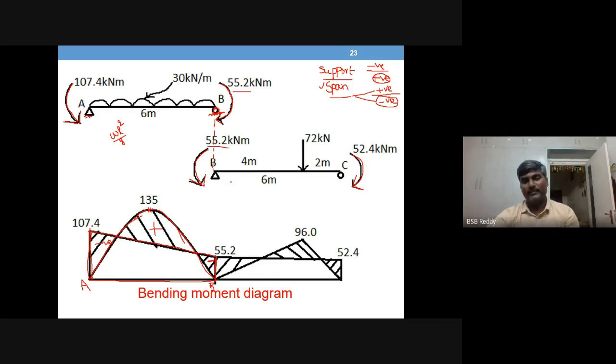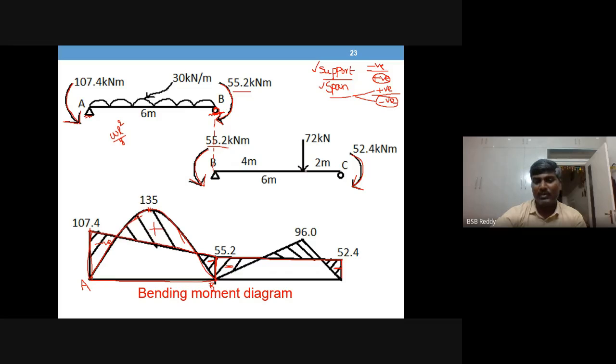Similarly, BC, same procedure. Support moment 55.2 minus. So 55.2 minus. Then 52.4 minus above the reference line because they are support moments. Just join both. This is the negative bending moment diagram. Negative here. Negative. Now the positive bending moment diagram.